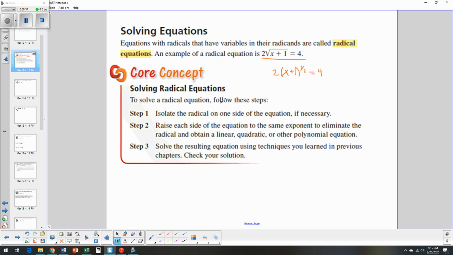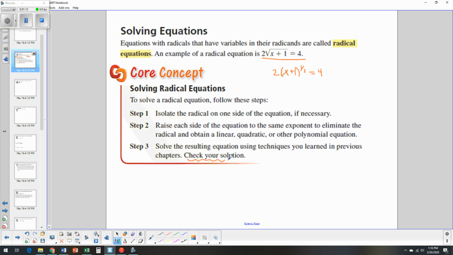So what we're going to do to solve them is get whatever the radical or whatever's being raised to the power on one side of the equation, and get everything else to the other side. We're going to raise both sides of the equation to the same exponent. Our goal is to get rid of the radical. So if it's a square root or a power of 1/2, I'm going to square both sides. If it was a cube root, I would raise both sides to the third power. If it was raised to the 1/4 power, I would raise both sides to the 4th power to cancel out that 1/4. And then we're going to solve the rest the way we normally would.